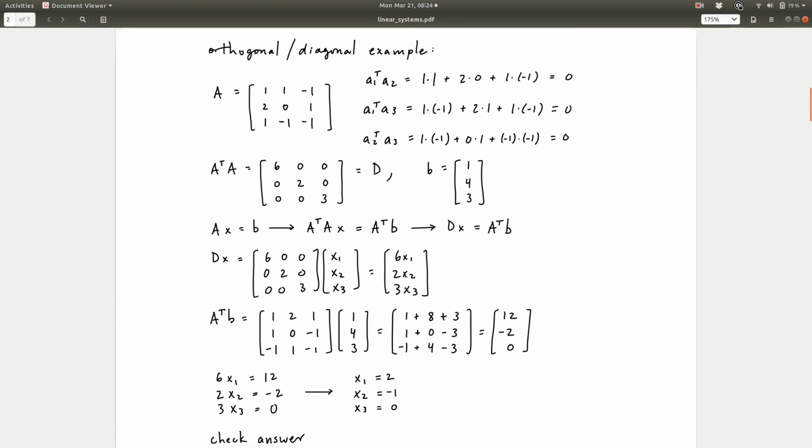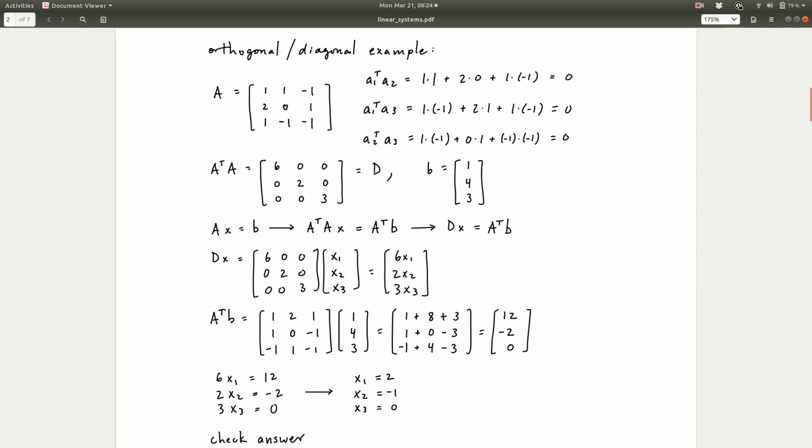Okay, so here's our orthogonal diagonal example. So here's the matrix A. It's a 3 by 3 matrix. The first column is 1, 2, 1. The second column is 1, 0, minus 1. And the third column is minus 1, 1, minus 1. Now, if we take the inner product between any two columns, we get 0 every time. So let's just do this for fun. A1 transpose A2 is the inner product between the first two columns.